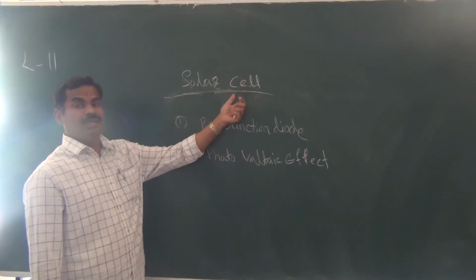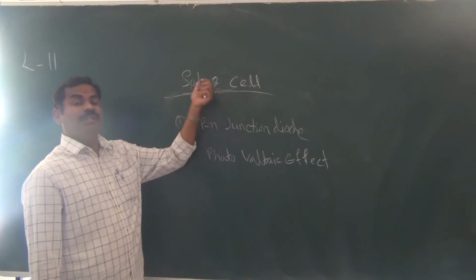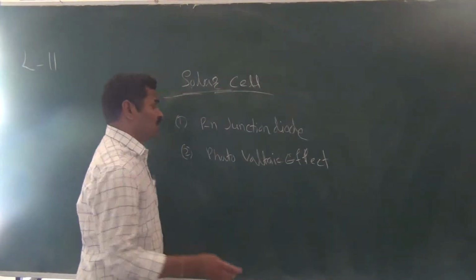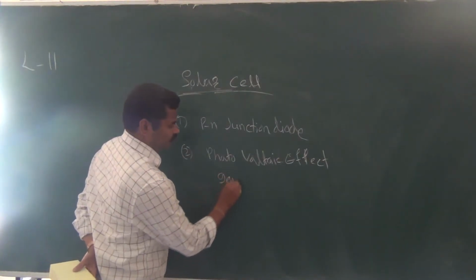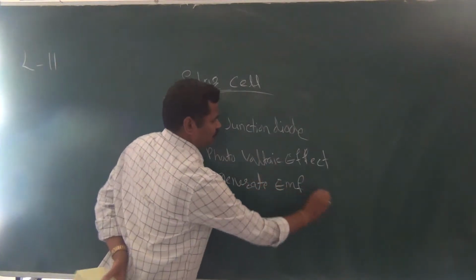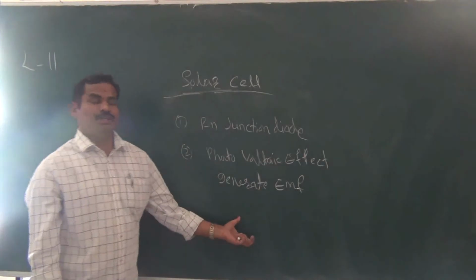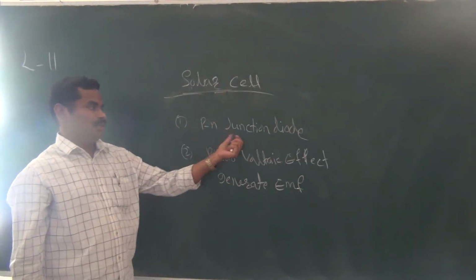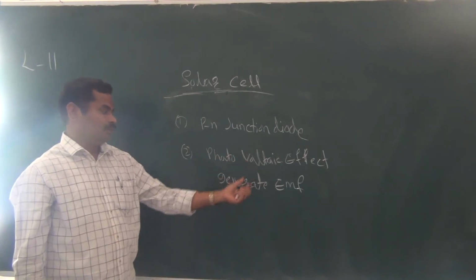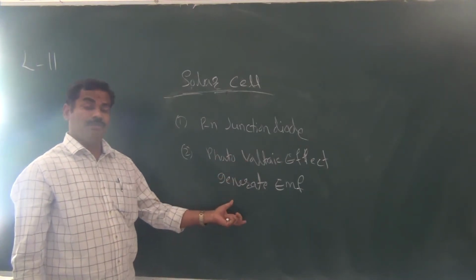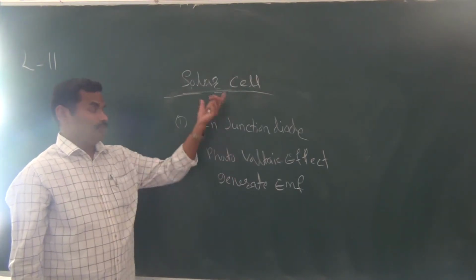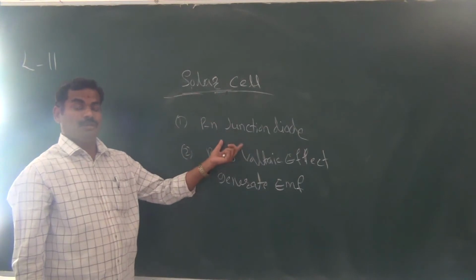As you know, a cell gives electrical energy, and by the help of solar energy you can generate the EMF, the electromotive force. It is a PN junction diode, no doubt. It works on the principle of the photovoltaic effect, and here it generates EMF. The important thing is that without applying any biasing voltage, only the sunlight is incident on your junction.